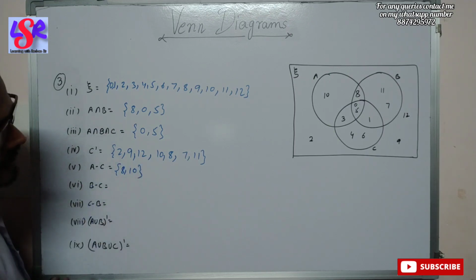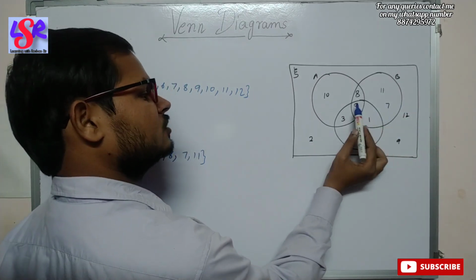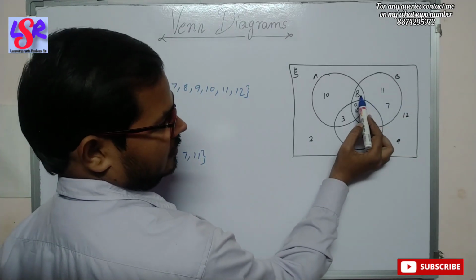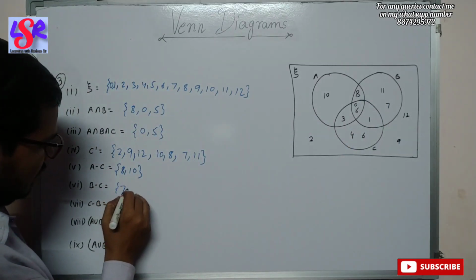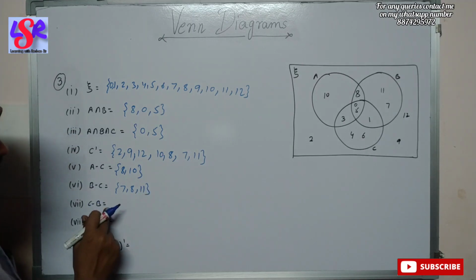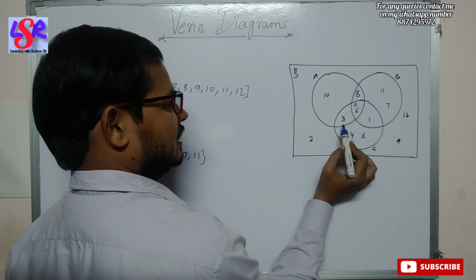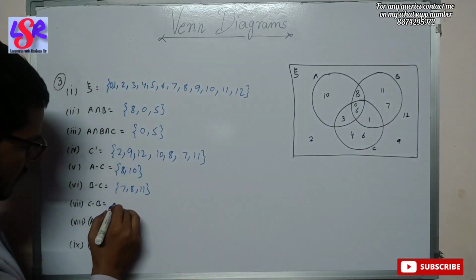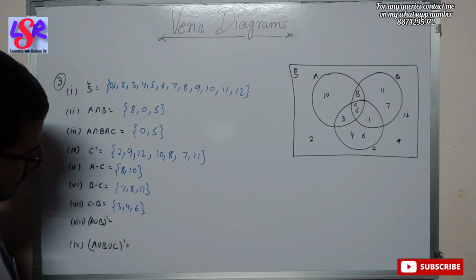Then we have B minus C. B minus C में भी B के वो नंबर लेंगे जो C में कॉमन नहीं है. So we are having 8, 11 and 7. So here we get 7, 8 and 11. Then we have C minus B. C minus B में C के वो नंबर लेंगे जो B में कॉमन नहीं है. That is 3, 4 and 6. So here we get 3, 4 and 6.